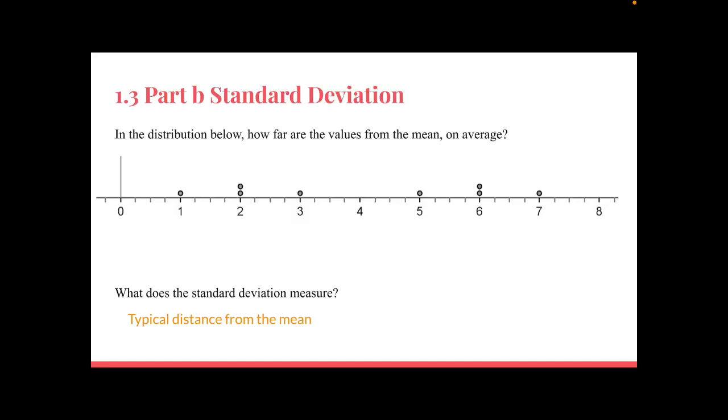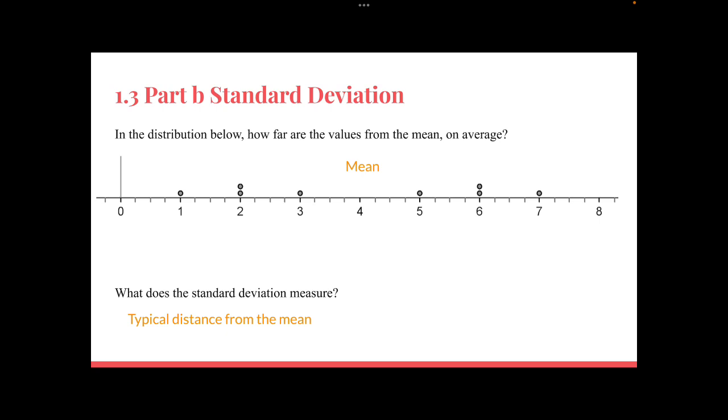Okay, let's look at 1.3 Part B, which is standard deviation. So we are still talking about the measures of spread. So standard deviation is the measure of the spread. In the distribution below, how far are the values from the mean or average? So we would look and see where the dots are, and then we also need to compare it to what the mean is. So what does a standard deviation measure? It's going to measure the typical distance from the mean.